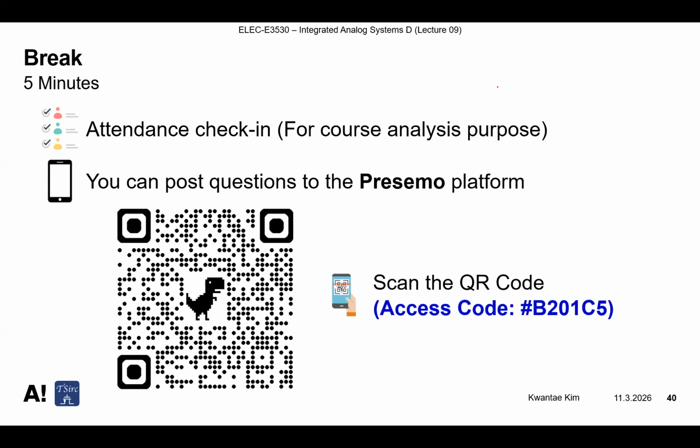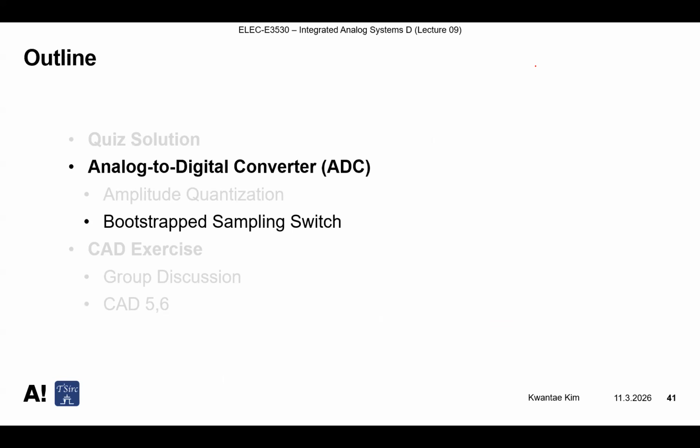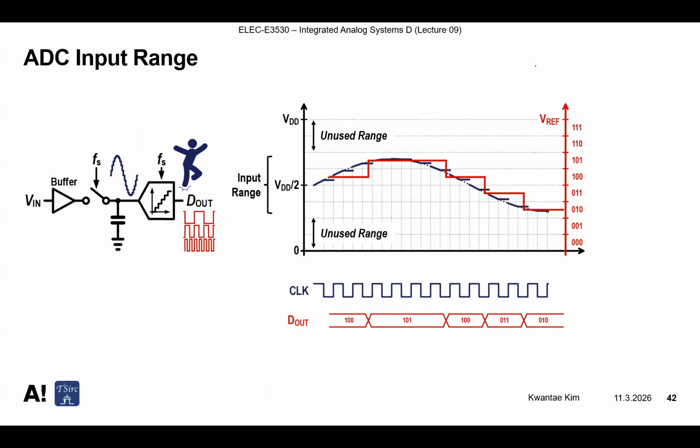Okay, so let's move on. So we will move on to bootstrapped sampling switch or bootstrapping sampling switch. Those are the same principle. Okay, so first let's have a look at the ADC input range discussion. So we have checked that when we use a preceding buffer or amplifier, then there is a certain amount of input range and there is a certain amount of unused range. And this is a situation for the 3-bit ADC case for quantizing the input analog signal and the digital output code is there.